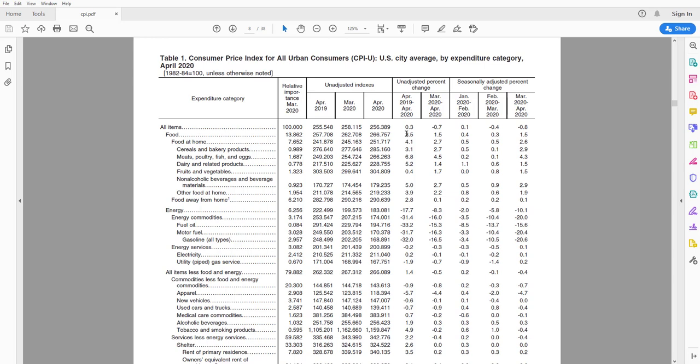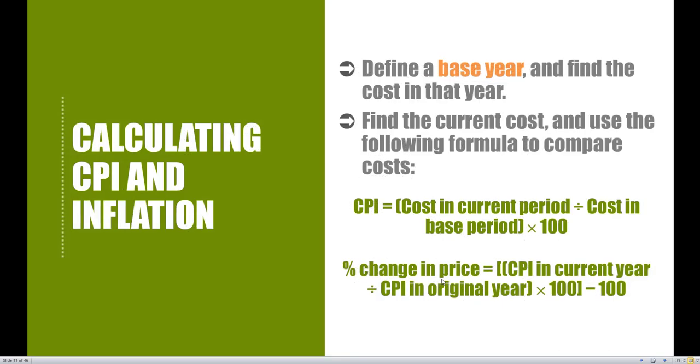So how exactly do we get this 0.3? We use the formulas that we just saw in the slide. They already calculated the CPI levels for us. Here, 255, 258, 256, these are the CPI values. They've already calculated the cost of a market basket of goods and services for these particular years and divided it through the base period. So in order to get this 0.3, we need to use the inflation rate formula, the percentage change in price. We take the CPI in the current year divided by the CPI in the original year, times 100, minus 100.